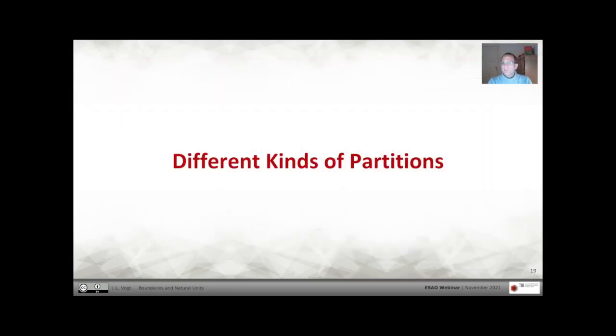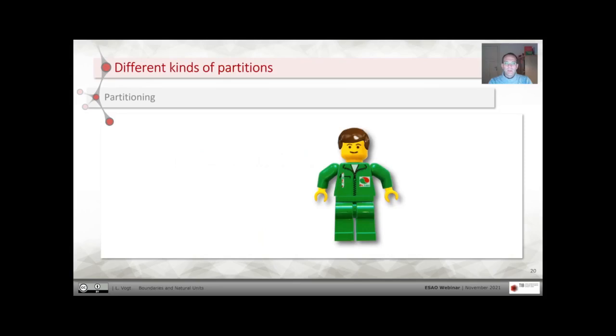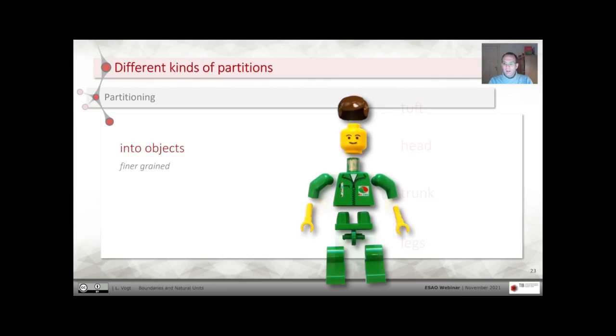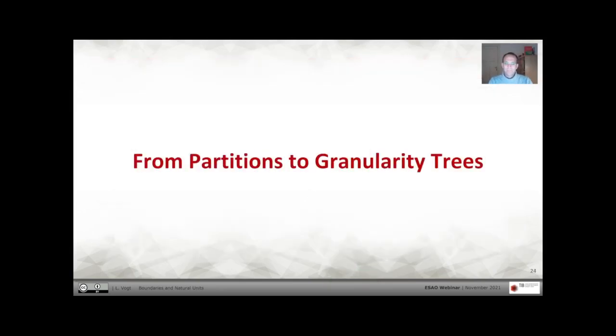So there are different kinds of partitions that we can distinguish. For instance, here we have Alma, and we can distinguish the head, the trunk, and the leg. We partition Alma here into different regions. But we could also partition Alma into different objects. We have the tuft, head, trunk, and legs. And these parts can have finer grained parts. So that partitioning can result in what we call granularity trees.